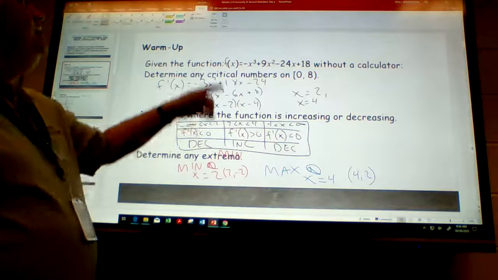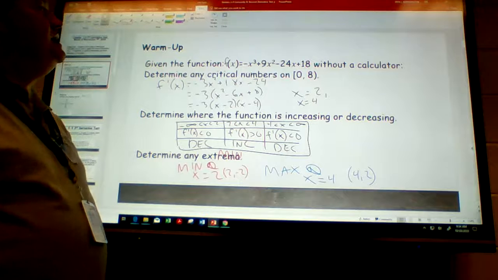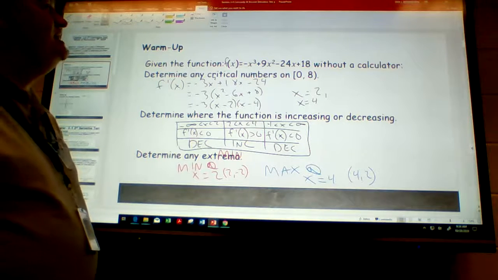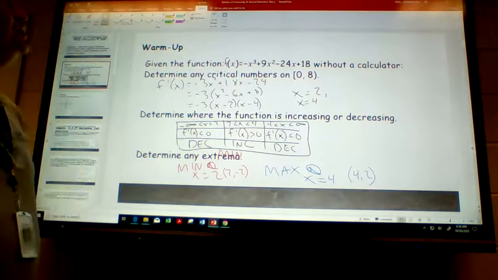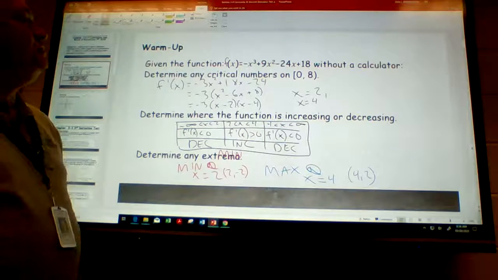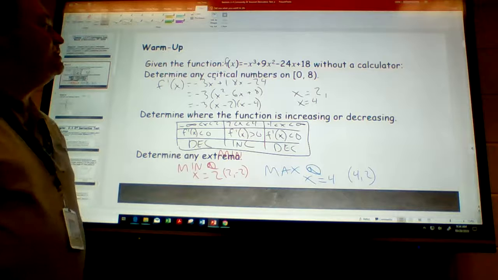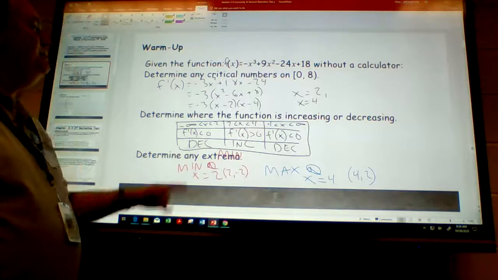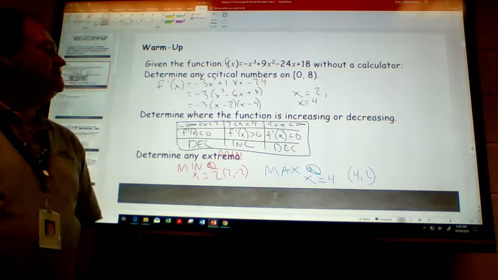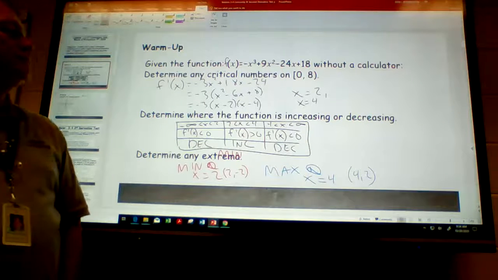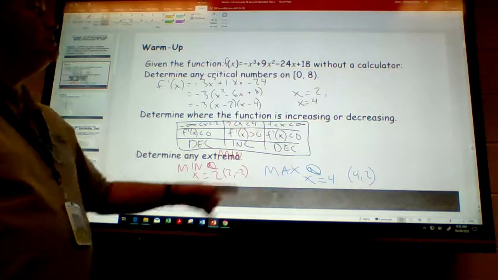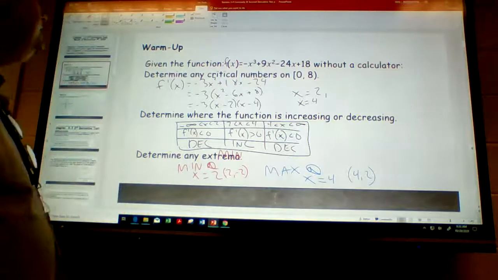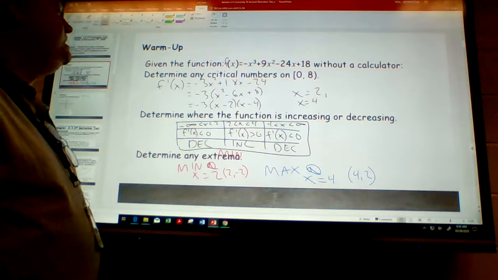Okay. If the function f of x equals negative x to the third plus 9x squared minus 24x plus 18, we determine the critical numbers. Remember, you have to determine the derivative. The derivative, of course, is negative 3x squared plus 18x minus 24, which simplifies all the way down to negative 3 times x minus 2 times x minus 4, which means that our critical numbers are at x equals 2 and x equals 4. And then we have to determine where it's increasing and decreasing.